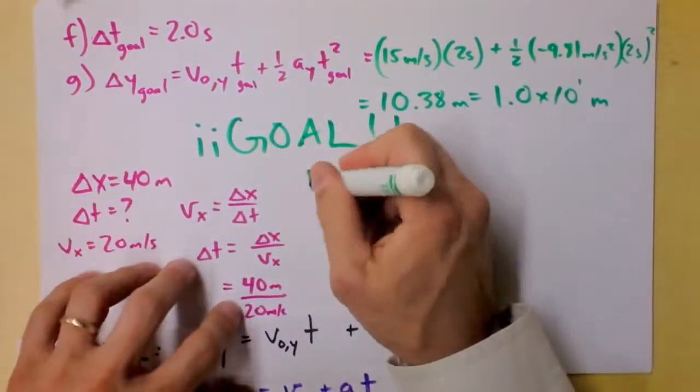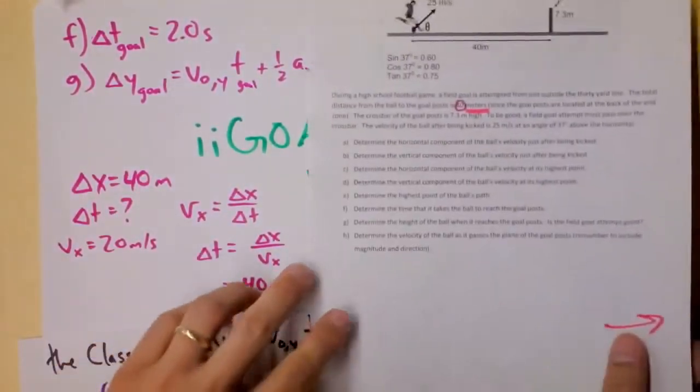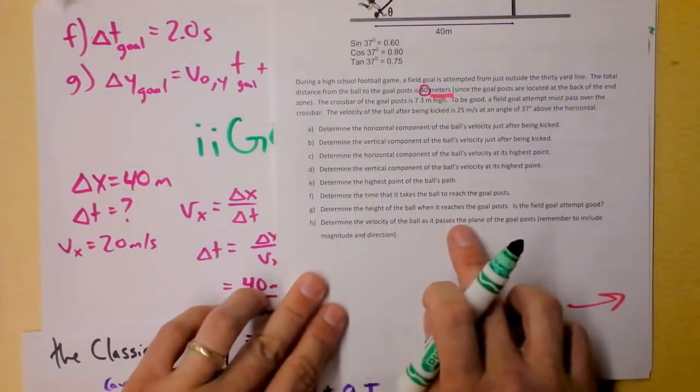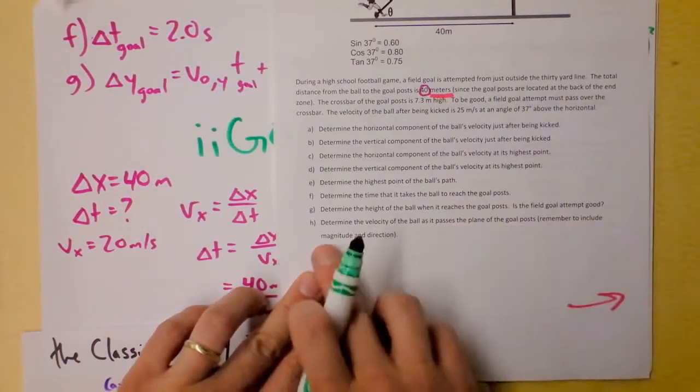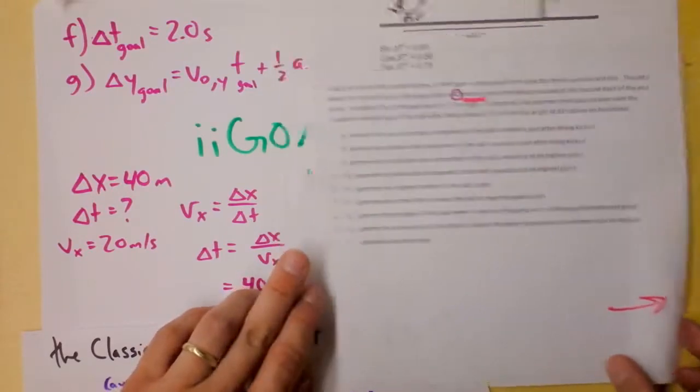Okay, now, you want to go H, I want to go H also. Determine the velocity of the ball as it passes the plane of the goalposts. So I have to include magnitude and direction. That's really nice of them to note that for us.